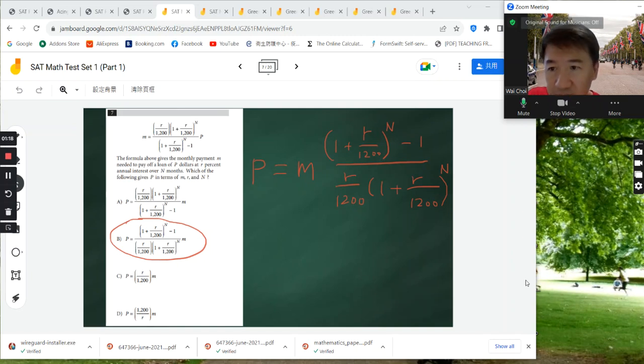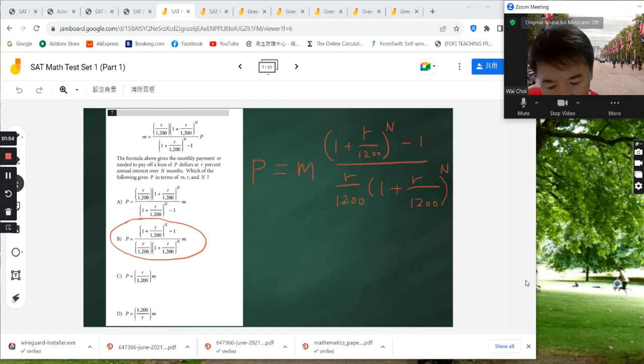In the formula above, we have a complicated formula here, like M equals this whole thing over 1,200, plus this piece right here raised to the n power, and then divided by this string of numbers underneath, times P. What this number gives you is the monthly payment that you need to make to pay off a loan of P dollars at an r percent interest rate over n months.